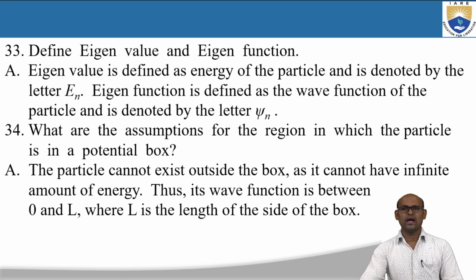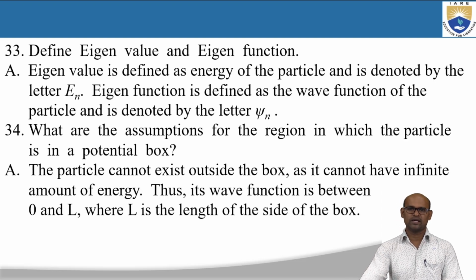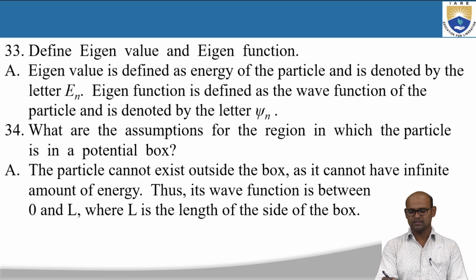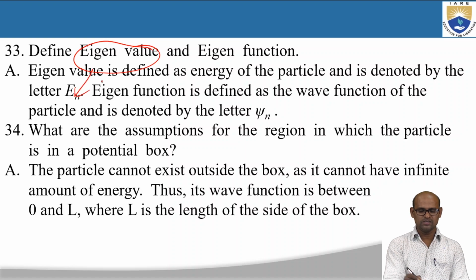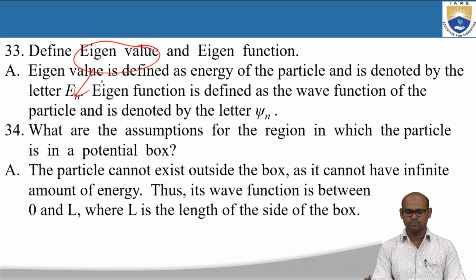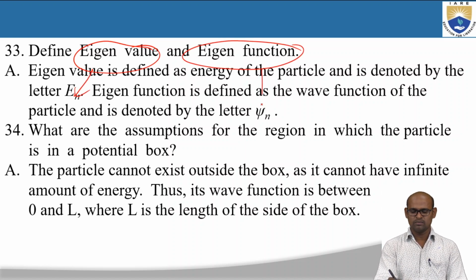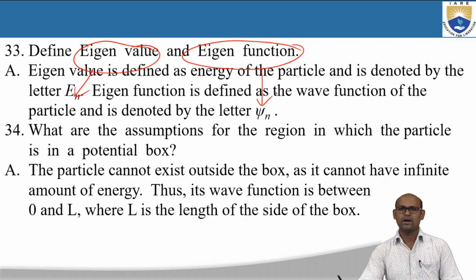Define eigenvalue and eigenfunction. Eigenvalue is defined as energy of the particle and is denoted by the letter En. Eigenfunction is defined as the wave function of the particle and is denoted by the letter psi n. So eigenvalues are nothing but the energies of a particle confined in a potential box, and eigenfunctions are nothing but the wave functions of the particle confined in one-dimensional box.